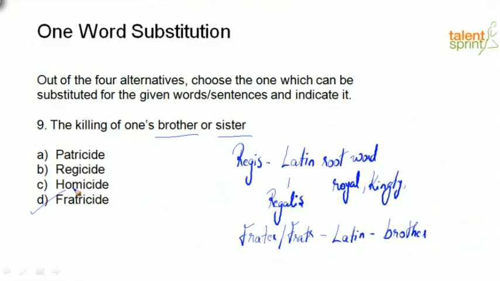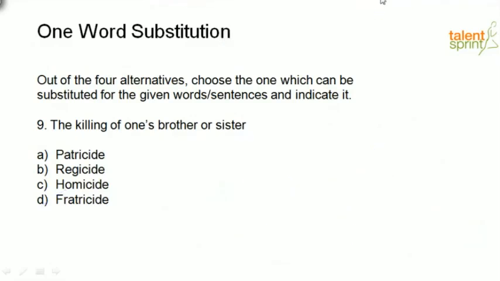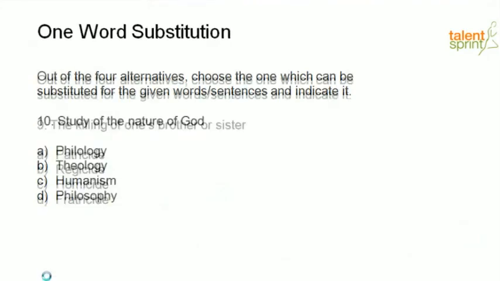Just understanding this Latin root word, which means brother, we already know that A, father, and C, one human being to another, are not the right options. Regicide is exclusively to a king. So our answer option is fratricide, the killing of one's brother or sister. So this again is an easy one if you are familiar with the root words regi and frater. Let's look at the next one.